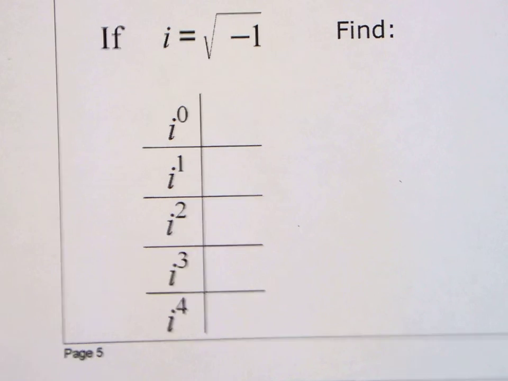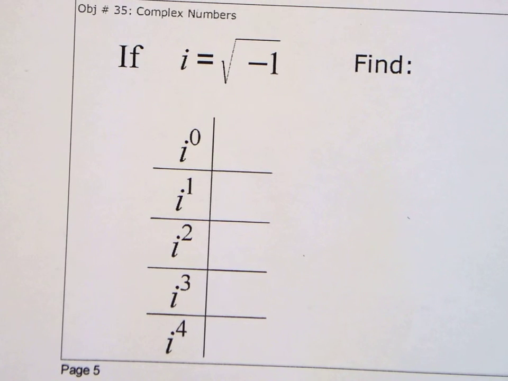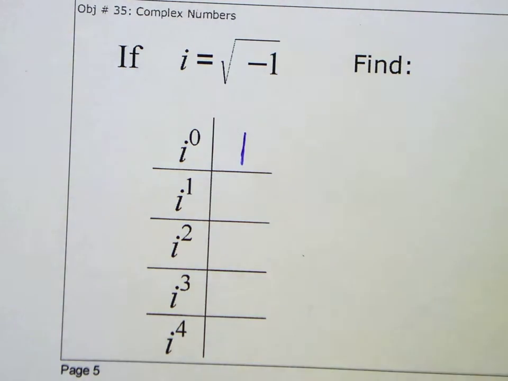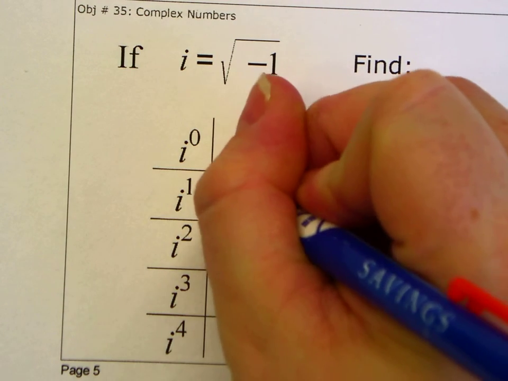i to the 0. What's anything to the 0 power? Anything to the 0 power is 1, right? We should know that. What's anything to the first power? i to the first power is just i.